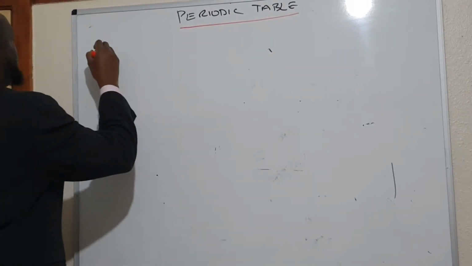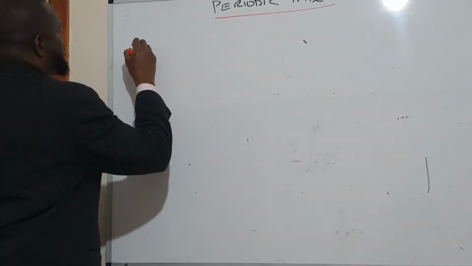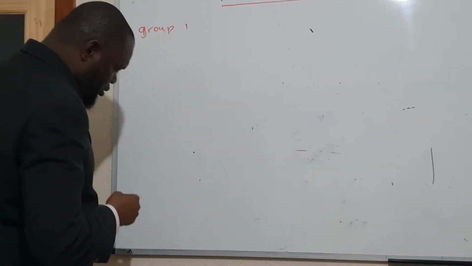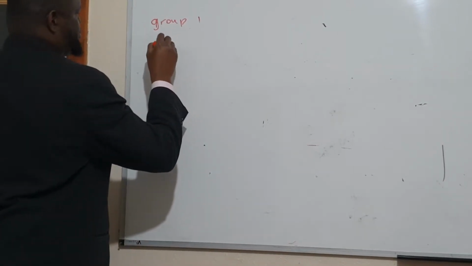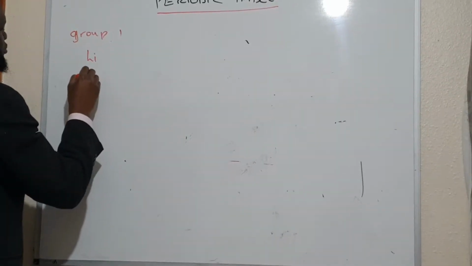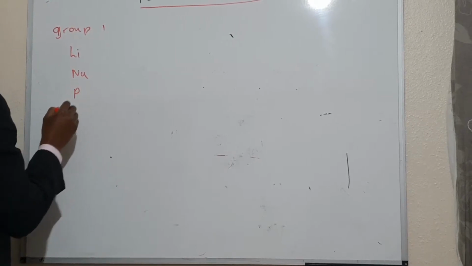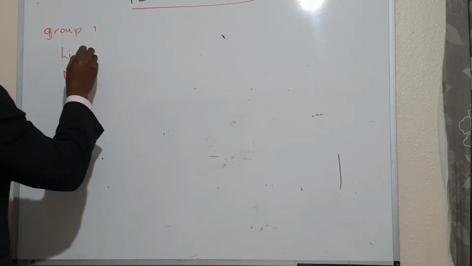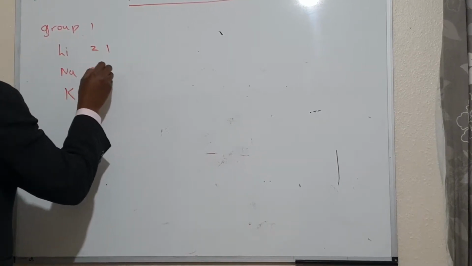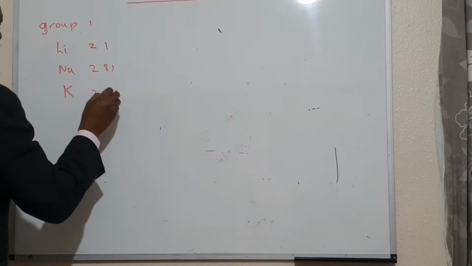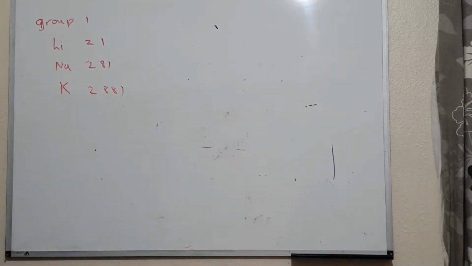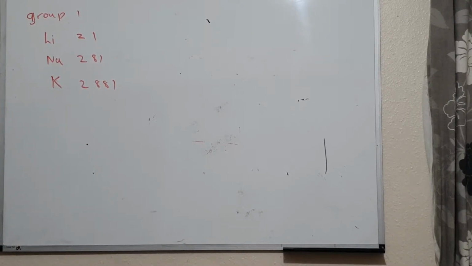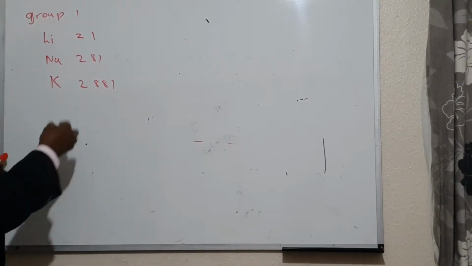Now, first of all, group 1. Just write it down: they are lithium, sodium, potassium. Potassium is K. Their electron arrangements are 2,1, 2,8,1, 2,8,8,1. Now we can see they are called group 1 because they all have one electron in the outermost shell, and they are called alkali metals.